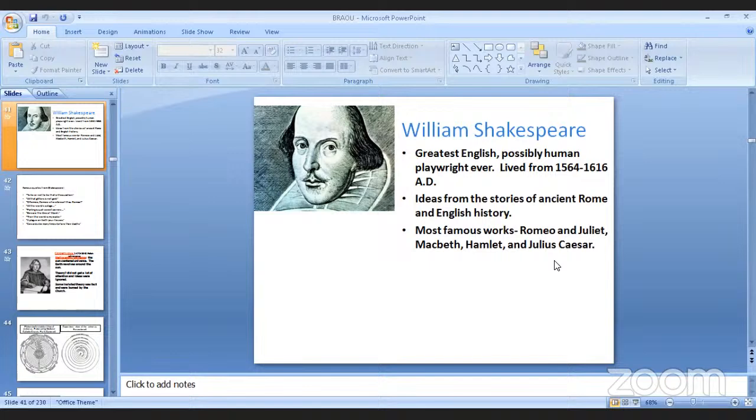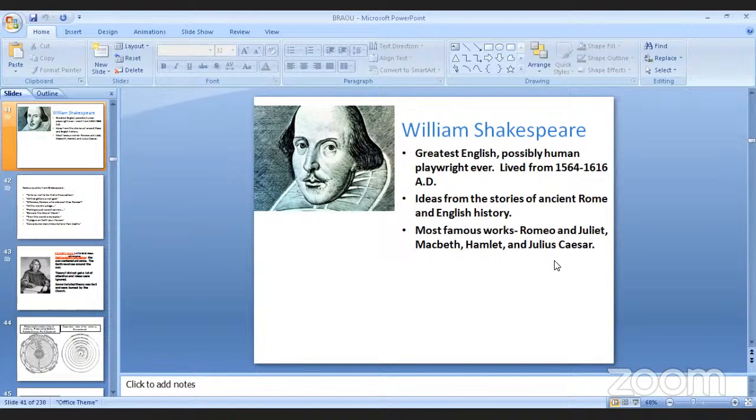Well, when we next move on to Renaissance drama, it's a term that embraces Elizabethan drama, Jacobean drama, and the plays written during the reign of Charles I. So English Renaissance drama is also called Elizabethan drama.